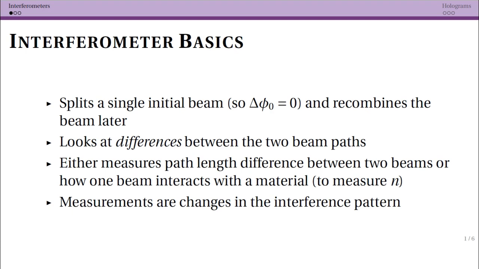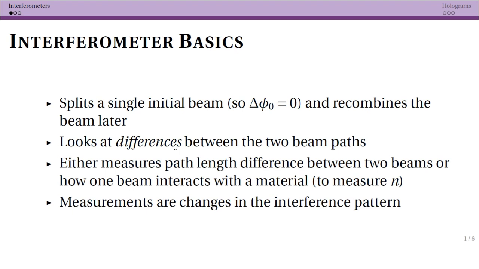So the first thing we'll think about is called an interferometer. And the idea of an interferometer is that we're splitting a single beam and we're recombining the beam later. Because we have one initial beam, we don't have to think about an initial phase difference between our two beams. We again simplify to the scenario where we have identical sources and we only have to think about path length difference to think about the interference. We will then be looking at the differences between the two paths. Again, this is just path length difference, what we've been talking about the entire time.